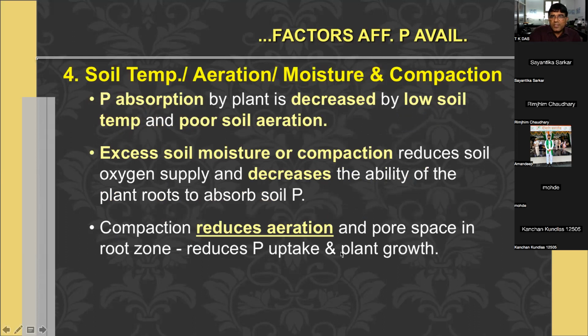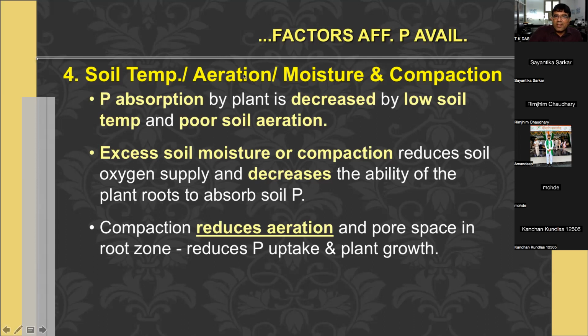Soil temperature, aeration, moisture, compaction. These properties are all interrelated. We can cover them in one point. Aeration and moisture are related to each other, and temperature is influenced by aeration and moisture also. Compaction will influence all three: temperature, aeration, and moisture. So you can say these four things have very close linkages to each other. So we can discuss them together also.